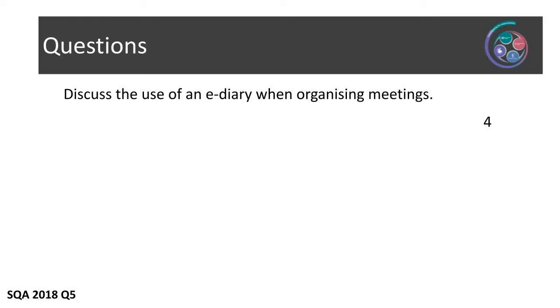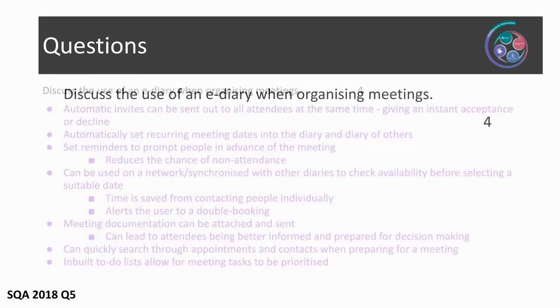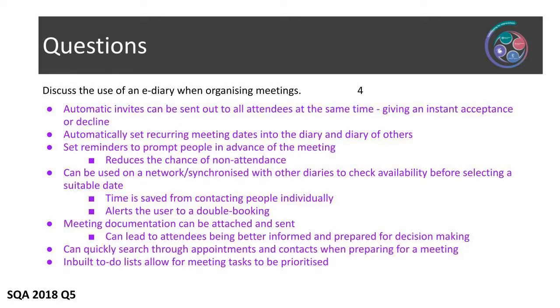So a question that might be used for this area is discuss the use of an e-diary when organizing meetings. It's a 4-mark question and it's got that discuss command word there. Okay, so when we're discussing the use of an e-diary when organizing meetings, we know that we're going to have some accurate, relevant points, and that's more than just naming them. And then we're going to develop those points out into a discussion.